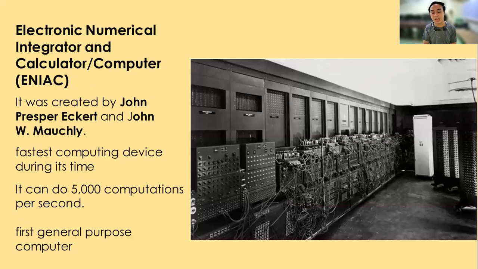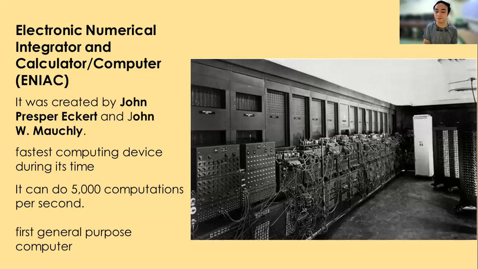Then we have the ENIAC, or the Electronic Numerical Integrator and Calculator or Computer. It was created by John Presper Eckert and John W. Mauchly. During its time, that was considered the fastest computing device that can do 5,000 computations per second. It is also considered the first general purpose computer because it can do more than one function.